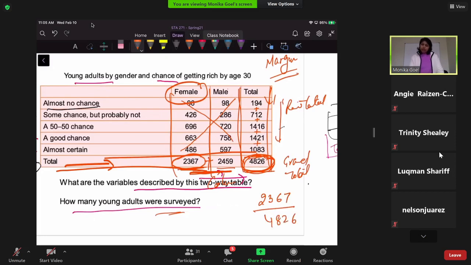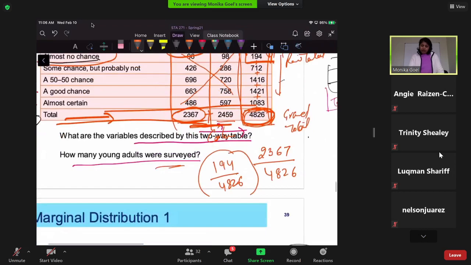And similarly, if I'm looking for how many subjects have almost no chance of getting rich out of the total, that many people, 194, and how many were surveyed, this much, and then you can find that. And again, it says how many young adults were surveyed. So when you look at the sum total of the rows and the columns, this will give you the number of people that were surveyed in that particular table. Questions about marginal distribution?